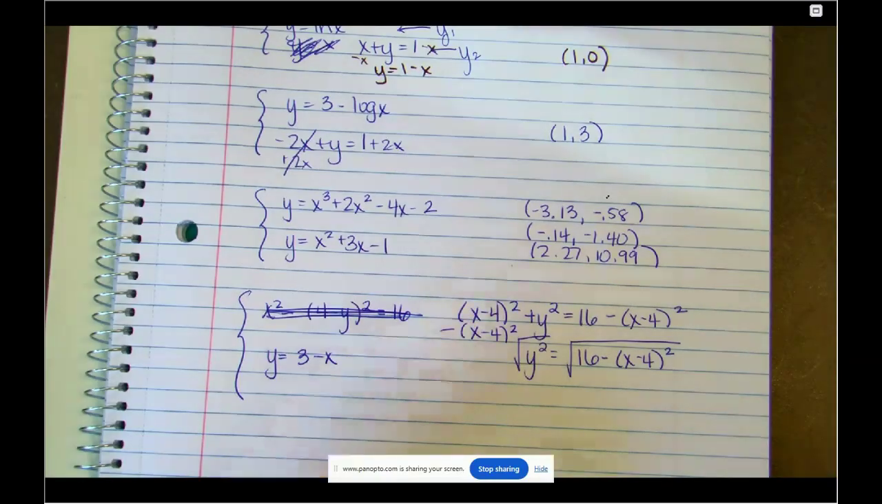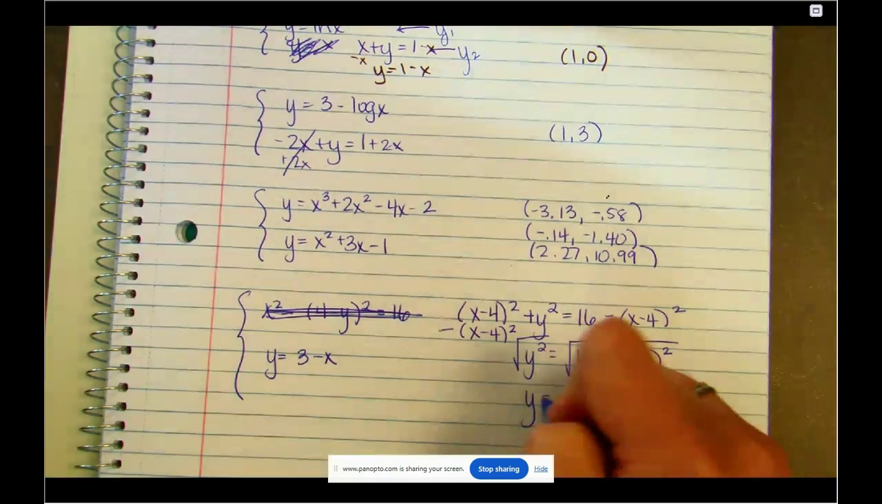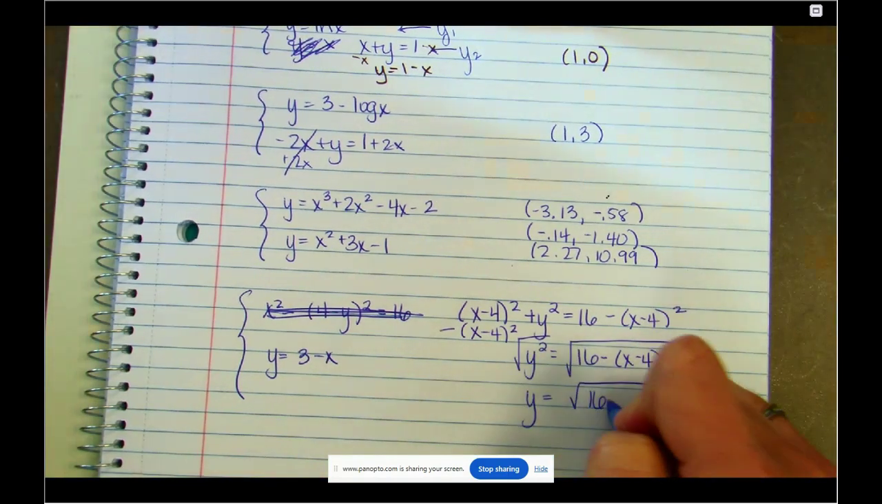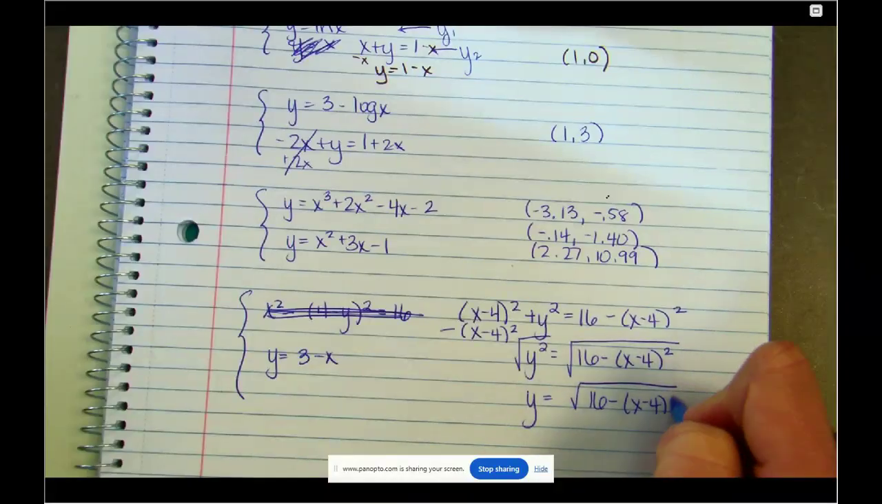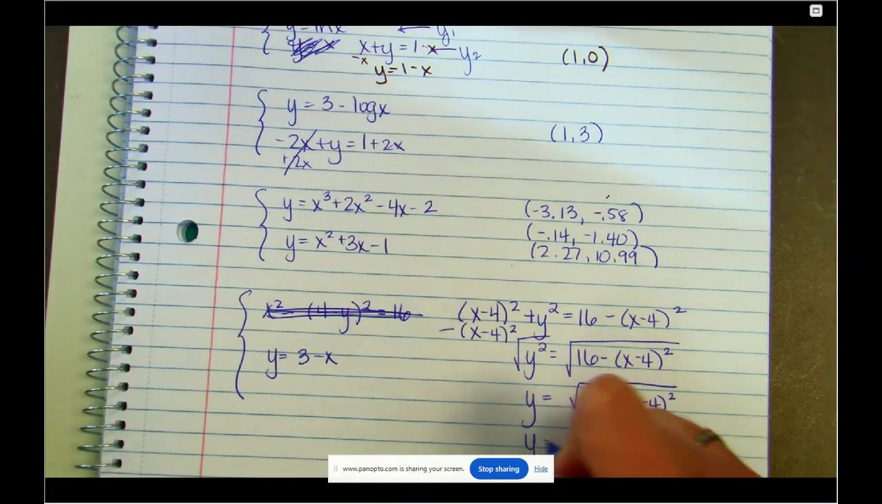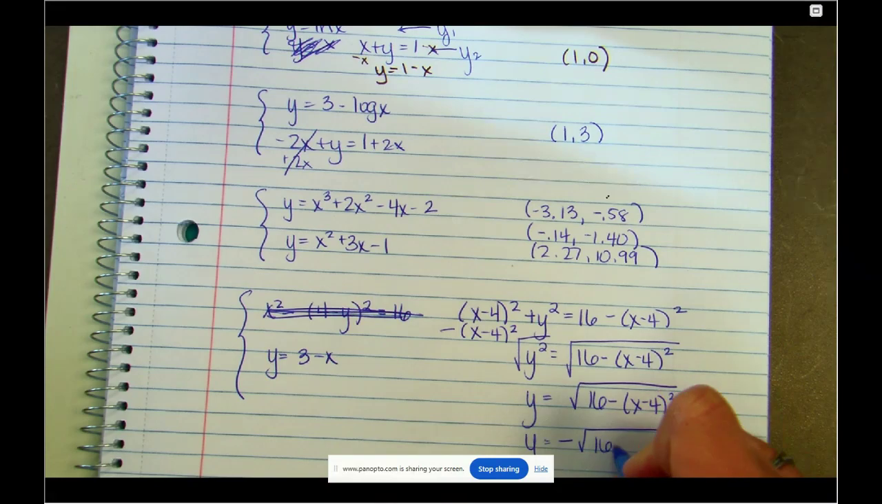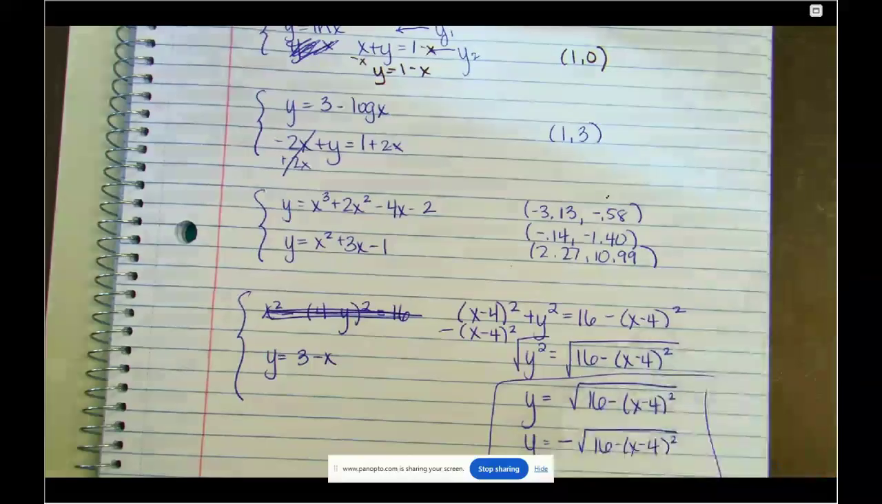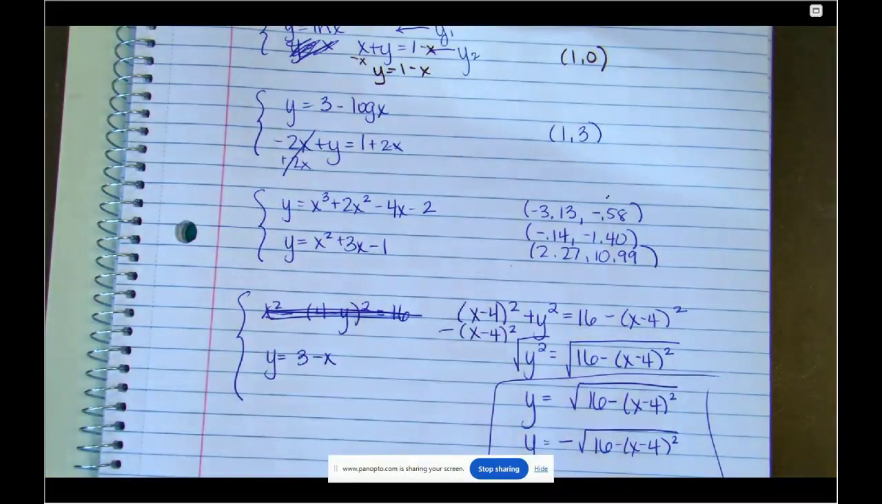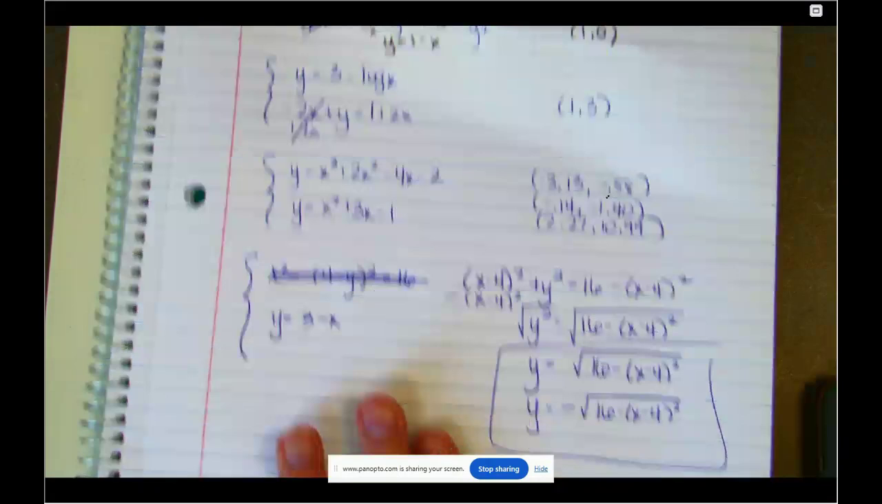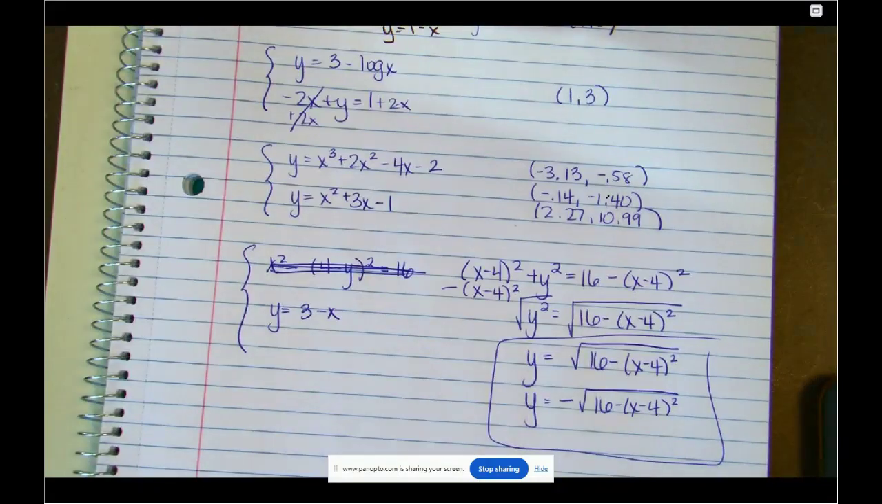However, wait a second. You square rooted, so it's plus or minus, which means you need to put into your calculator the square root of 16 minus this, and negative square root of 16 minus this. So you're going to have three lines. Okay, so put down your calculator and let's take a look at what happens.